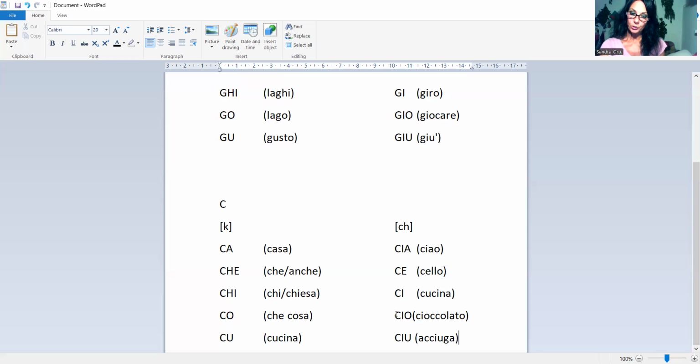The sound ciò, I've chosen cioccolato, and ciu, not many words really with ciu. I've chosen just in order to see this combination inside a word. I've chosen acciuga, which is an anchovy. All is food really.